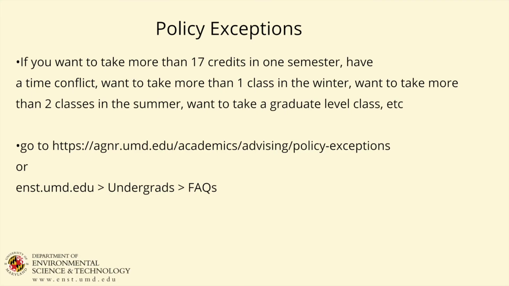There are a few policy exceptions that you may qualify for. For example, if you would like to take more than 17 credits in one semester, or you have a time conflict with a few of your classes, or you want to take more than one class in the winter, or more than 2 classes in the summertime, you may request a policy exception by going to enst.umd.edu under the Undergrads and Frequently Asked Questions tab, or on the link provided on this page.